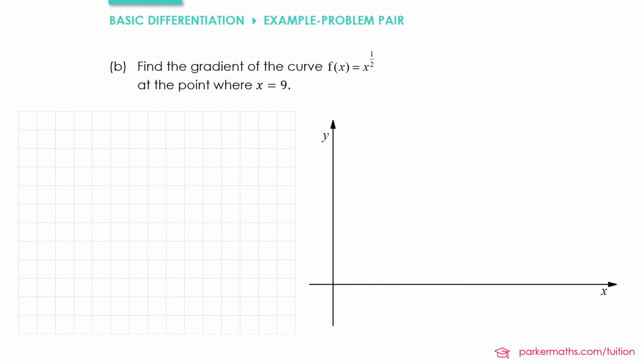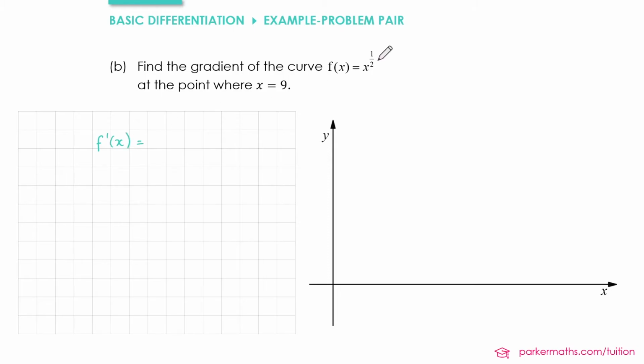In this one, we have f of x equals x to the power of a half, and we want to find the gradient at the point x equals 9. A similar kind of idea to part A, but the notation is slightly different. To find the derivative of f of x, we write that as f dash x.